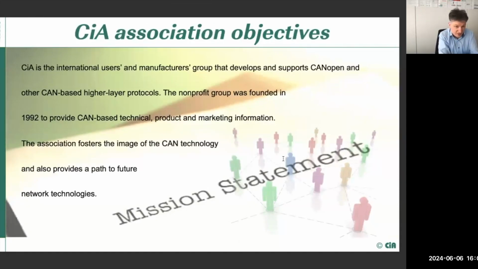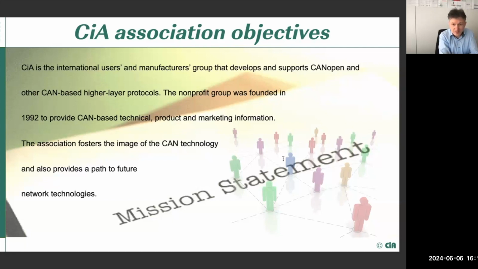What is CiA automation? Why is it interesting for you? What can we do for you? CiA automation was founded more than 30 years ago. The reason was to provide technology information on CiA-based protocols to a wide number of companies and all interested parties who would like to know more. At the beginning, it was mostly available only for automotive. Then the interest in various other industries became obvious, so CiA automation was founded.